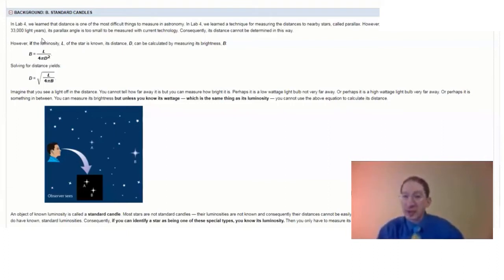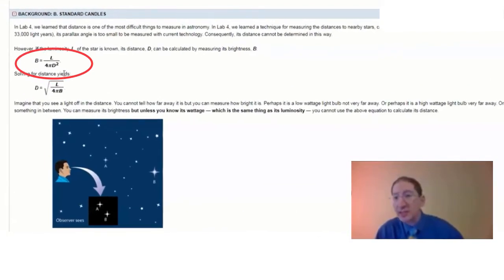So there's a relationship between brightness, luminosity, and distance, and you may have seen it before. Here it is. An object's brightness is equal to its luminosity divided by 4 pi distance squared. And you can solve this for distance, and you get distance equals the square root of the quantity luminosity divided by 4 pi brightness. So if you knew an object's luminosity, all you would have to do is measure its brightness, which we learned how to do in the previous section, and you could then calculate its distance away.